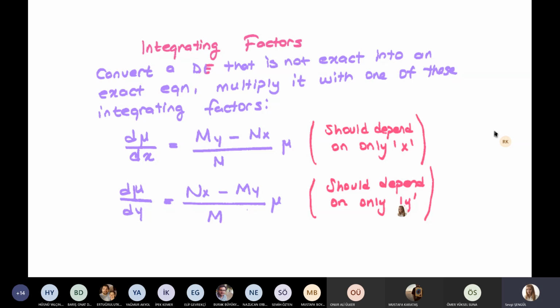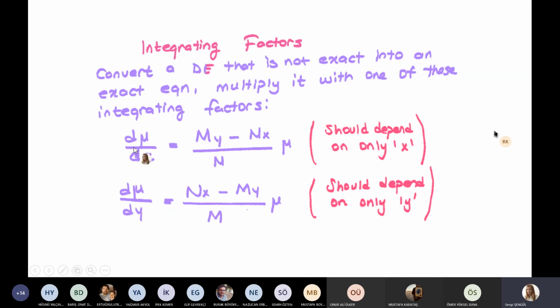I know it's a little bit hard without writing, but let's focus on this. To convert a DE that is not exact into an exact equation, multiply it with one of these integrating factors. Why one of these? And how can we choose?